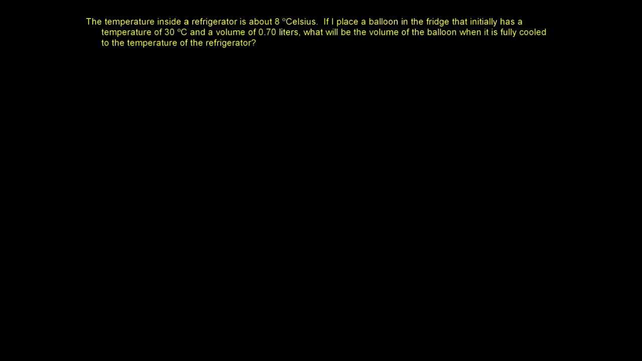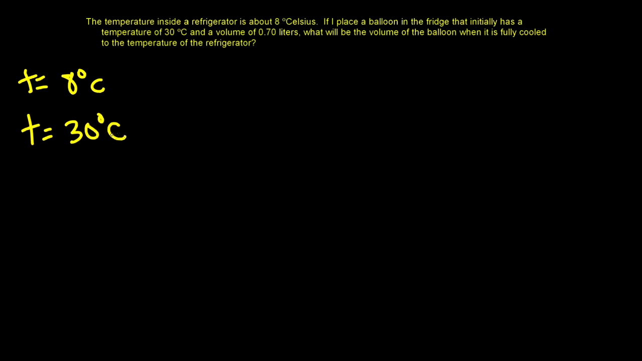Alright, so our first problem says the temperature inside a refrigerator is about 8 degrees Celsius. So if you want, go ahead and start picking out information and writing it to the side. That's what I like to do. So I got a temperature at 8 degrees Celsius. Now one thing I know is this temperature has to be in kelvins, which we'll take care of in a minute. If I place a balloon in the fridge that initially has a temperature of 30 degrees, alright, so I got a second temperature, and that's of the balloon. So this is going to be 30 degrees.